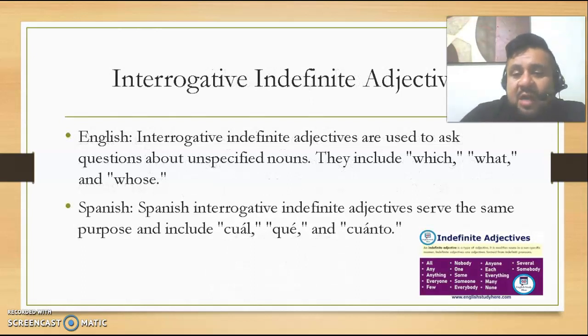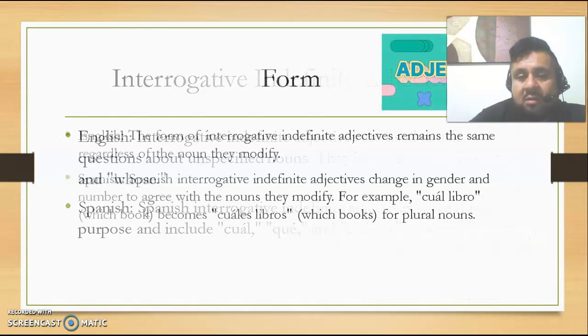Interrogative indefinite adjectives. In English, interrogative indefinite adjectives are used to ask questions about unspecified nouns. They include which, what, and whose. In Spanish, interrogative indefinite adjectives serve the same purpose and include cuál, qué, and cuánto.